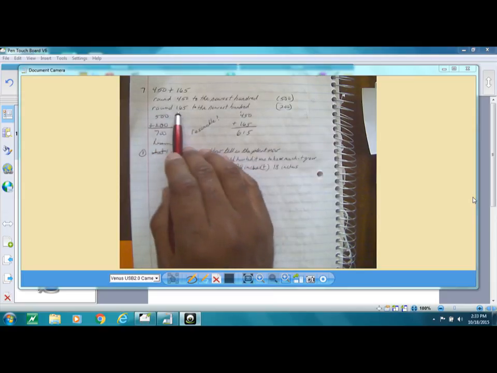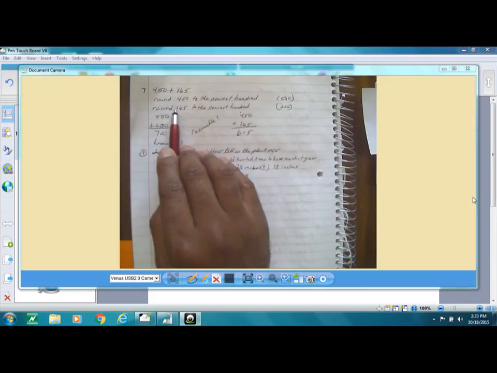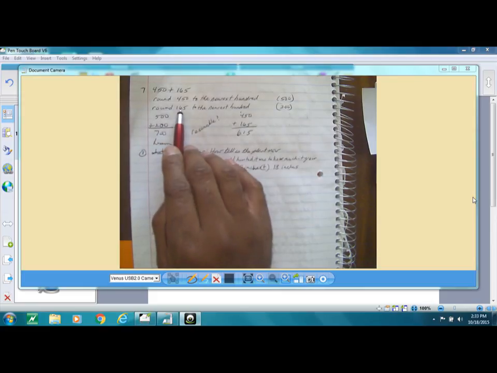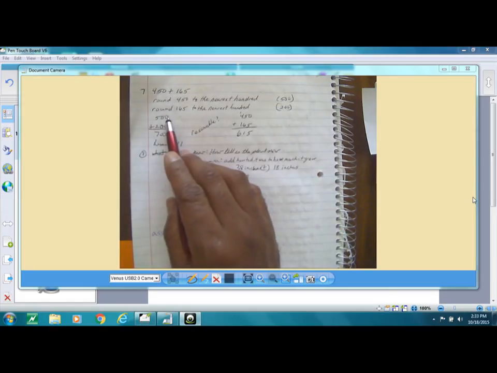When we round 165 to the nearest hundred, we look at the 6 that's in the tens place. Remember that if it's between 5 and 9, then the number before it, does it stay the same or does it go up? You should have said go up. So that this 1 becomes a 2. And all the numbers after the 2 become 0, 0. So that's 200. Now, when you add 500 plus 200, you get 700.